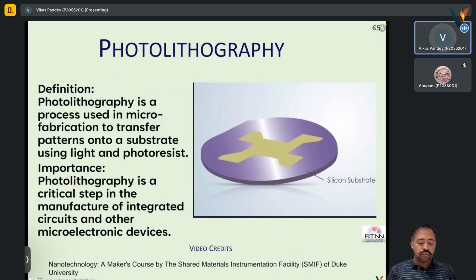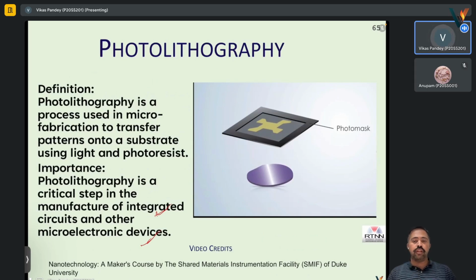Photolithography is used in microfabrication to transfer patterns onto a substrate using light and photolysis. So photolithography is a very critical step in the manufacturing of ICs and other microelectronic devices. Okay. So if we see this silicon substrate, we have to create a pattern like that. So a photo mask is used, and then from over it, light is used to pattern it, like to replicate this metal pattern over our silicon. This light will create the pattern over it.